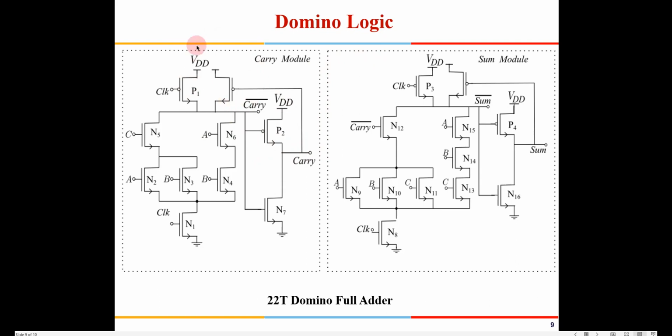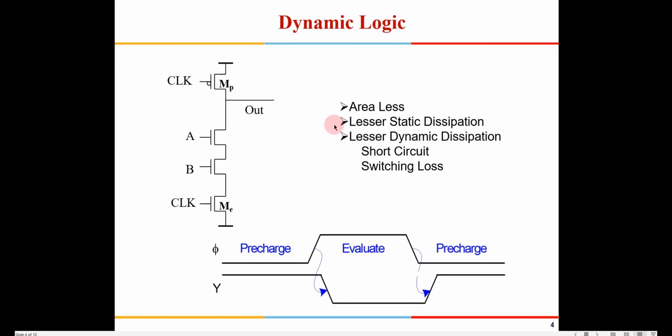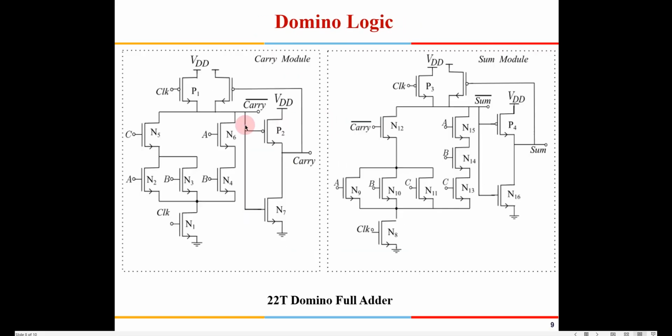You see that this entire P network has now been replaced with a single PMOS here, right? And then this is carry, and I'm putting one more inverter to get carry now. So this is domino logic, and also I am putting a weak PMOS here after the inverter. This is to avoid the charge sharing problem.